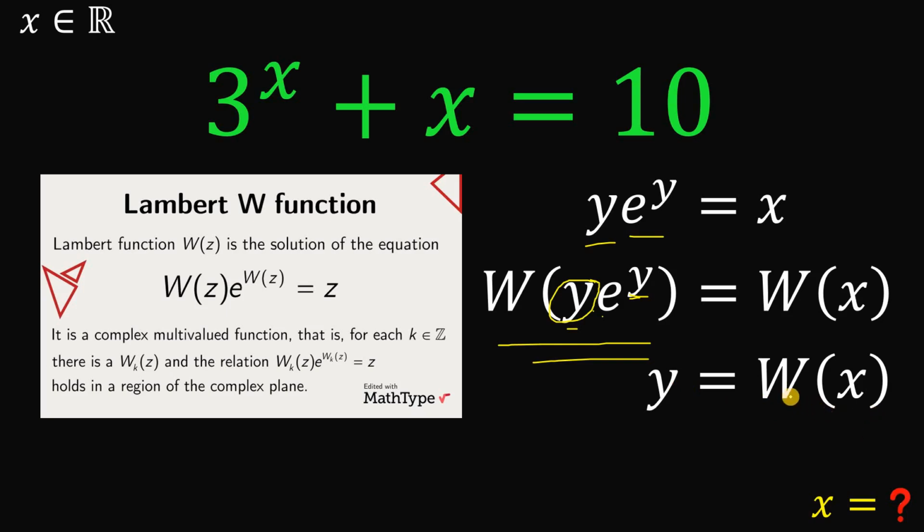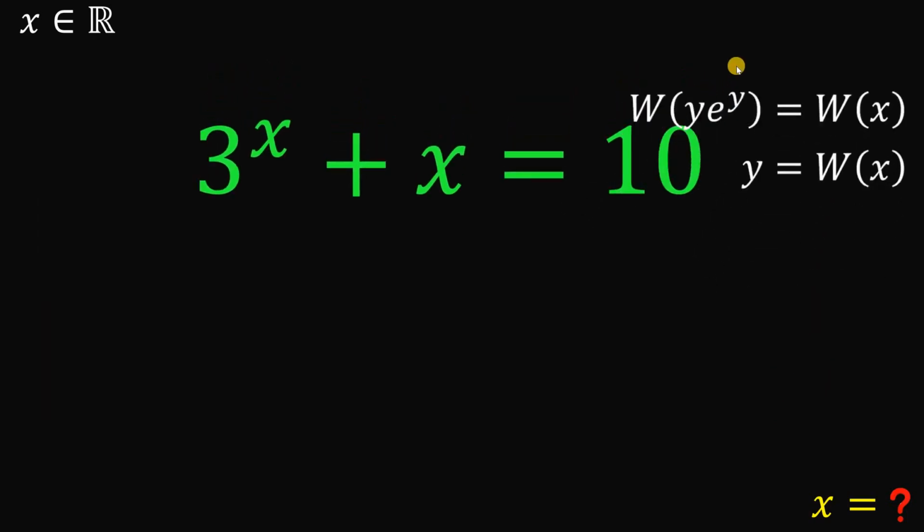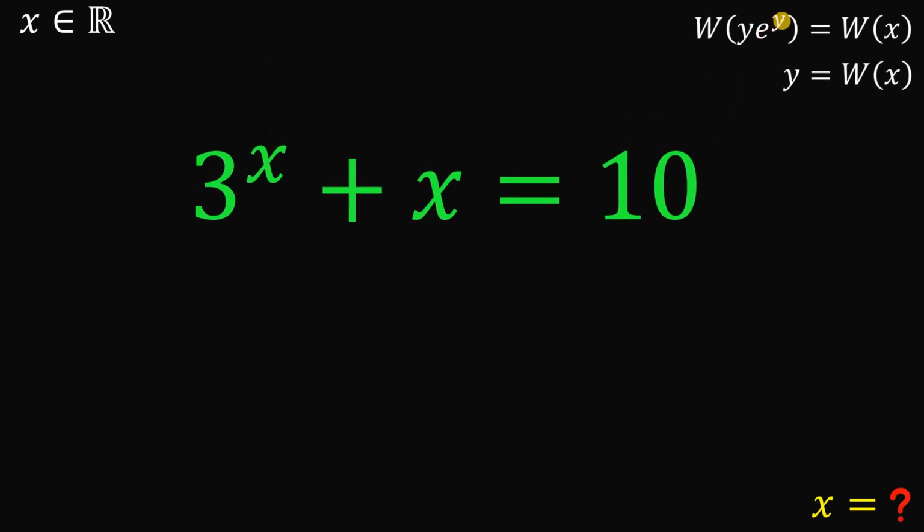Therefore, our goal in this question is to rewrite our equation in this form, y multiplied by e raised to the power of y, or any function multiplied by e raised to the same function. And if we take the Lambert W function on both sides, we get this function y. Alright, now the question is, how do we get it in this form?